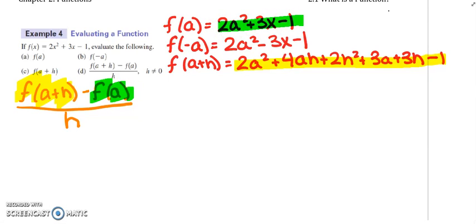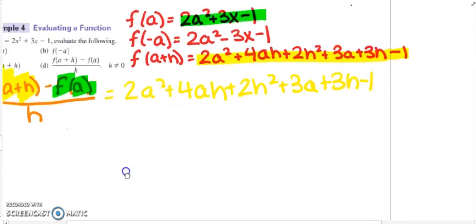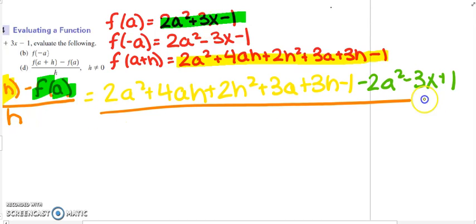So f of a plus h, and then if you want to at the same time distribute your negative, I'm going to subtract all of this. If you need to do it in a separate step, do it. But I change the sign to every single one. And then I still have an h on bottom. Oh, 2ah minus 2ah cancels.